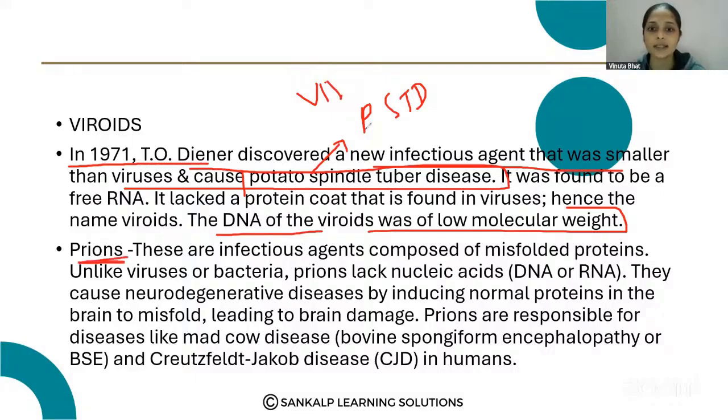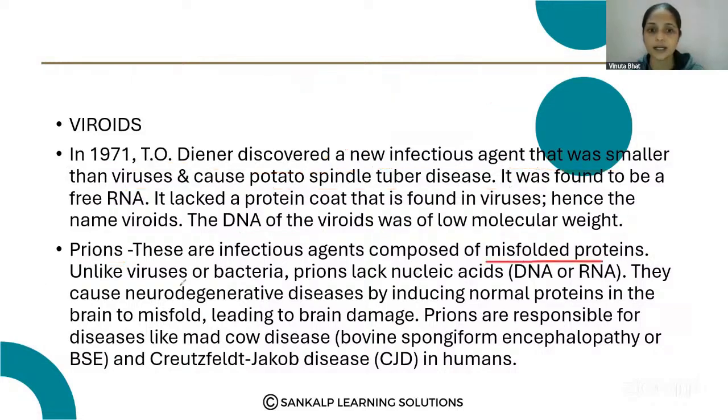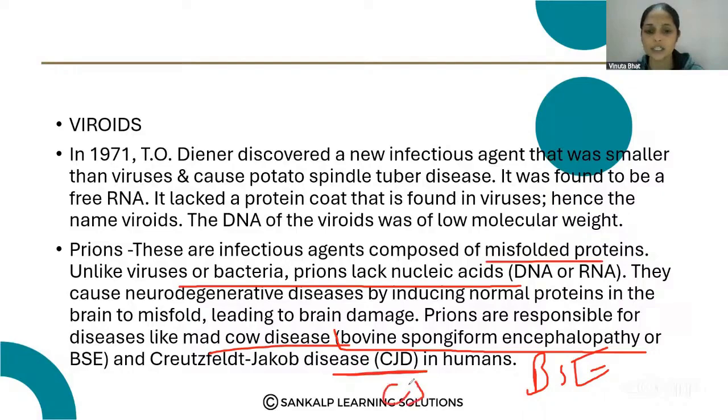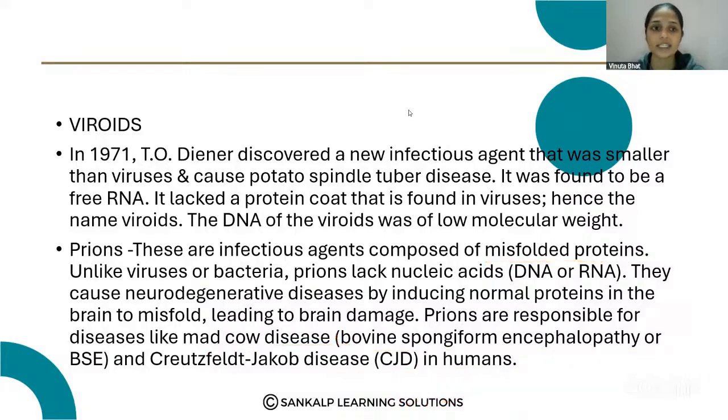Then the prions. They are infectious protein materials, but they do not contain genetic material. Prions are nothing but misfolded proteins. They do not have nucleic acids. They cause diseases like mad cow disease in animals, bovine spongiform encephalopathy, that is BSE. In humans, it is called CJD disease. So that is about the prions. You should know the difference between viruses, viroids and prions.